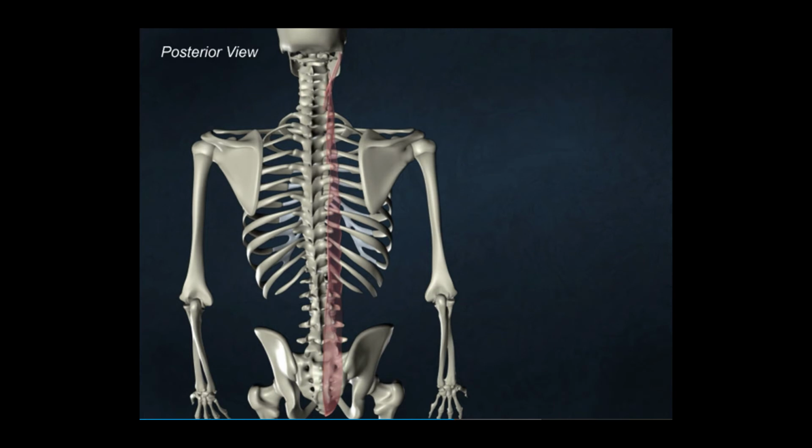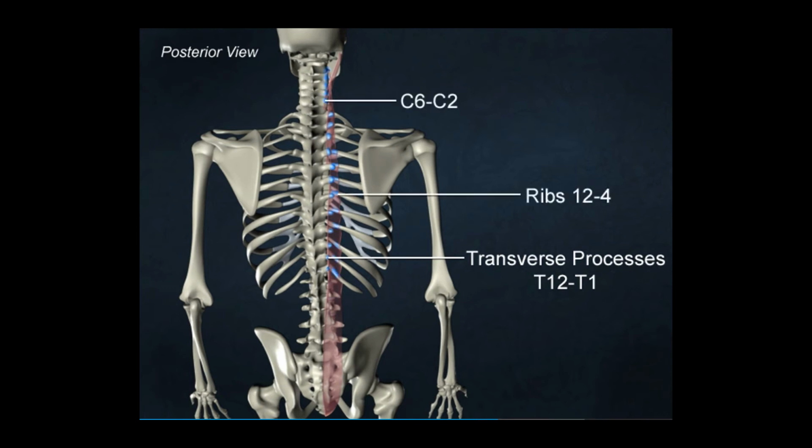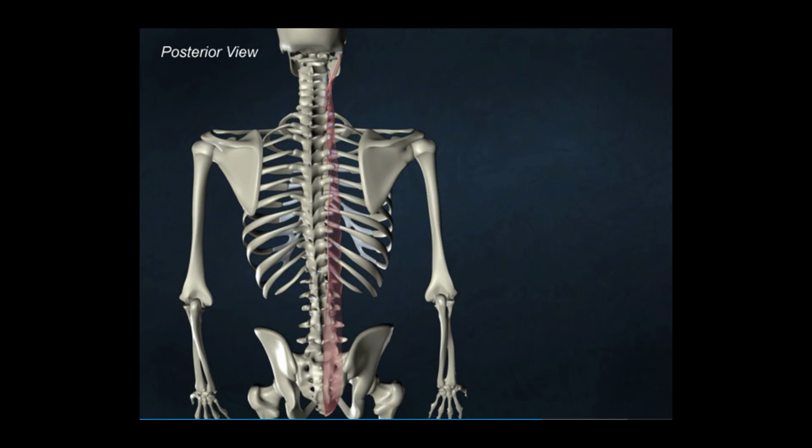The insertions are to the transverse processes of T12 through T1 and C6 through C2, to ribs 12 through 4 between the angle and the tubercle, and to the posterior margin of the mastoid process of the temporal bone.